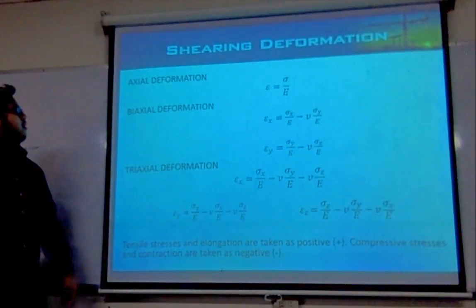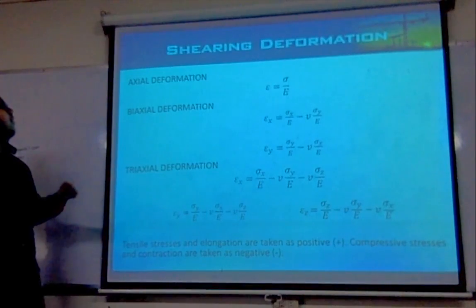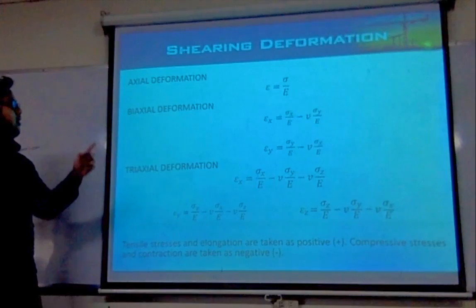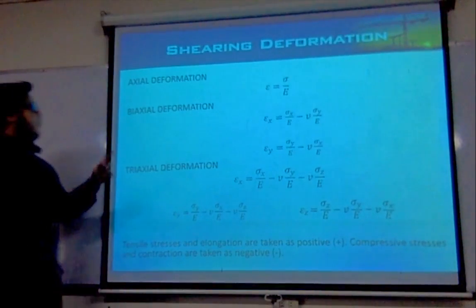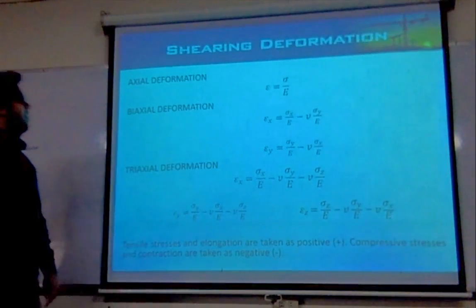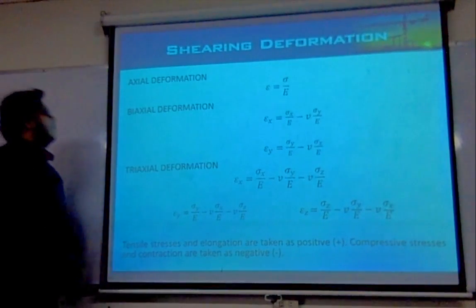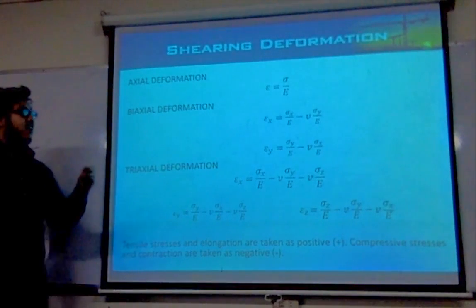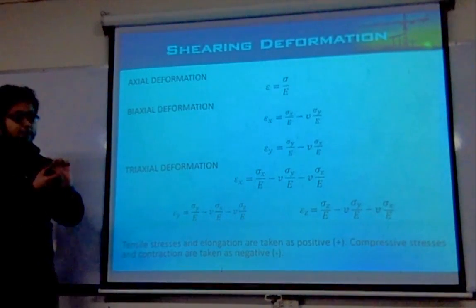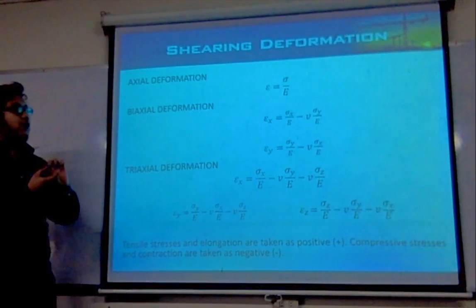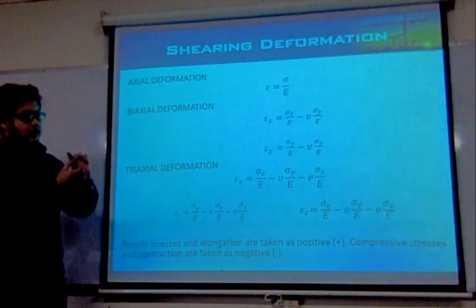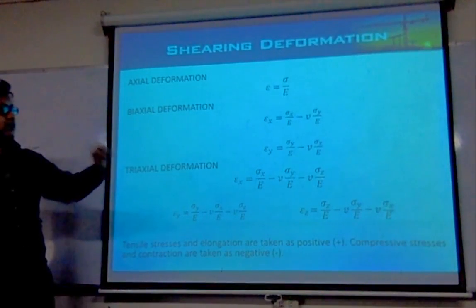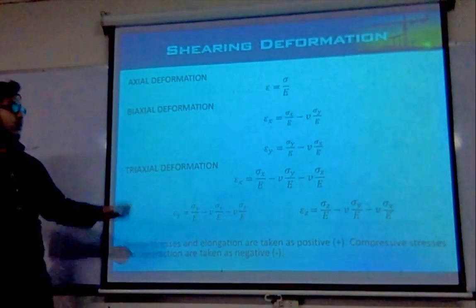As discussed before, axial deformation is the stress over the modulus of elasticity. In terms of biaxial deformation, for example, we have a plate. If there's a load applied in both directions, x and y, there will be an increase in the opposite perpendicular direction.